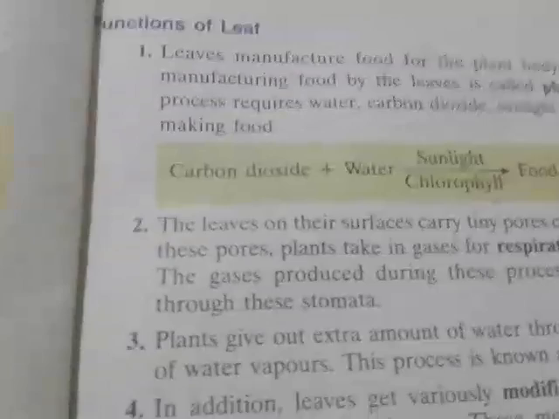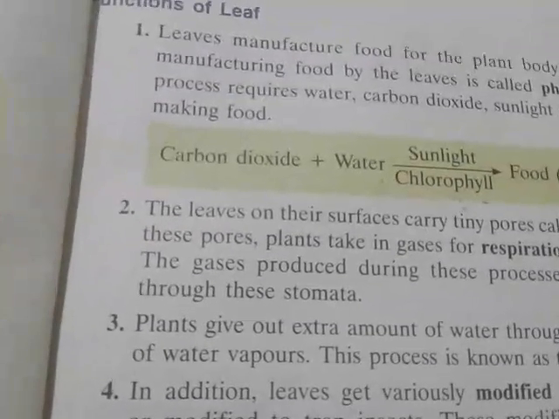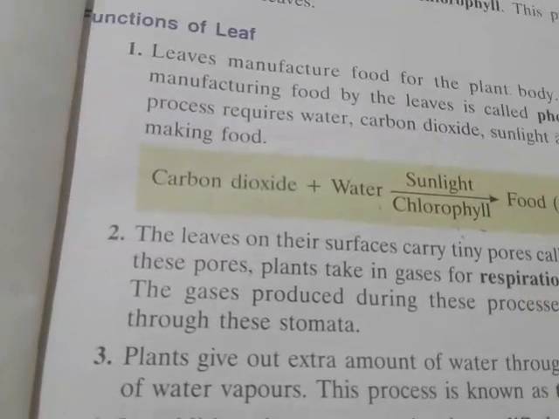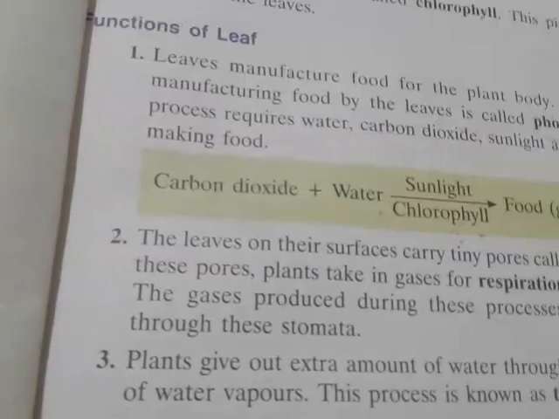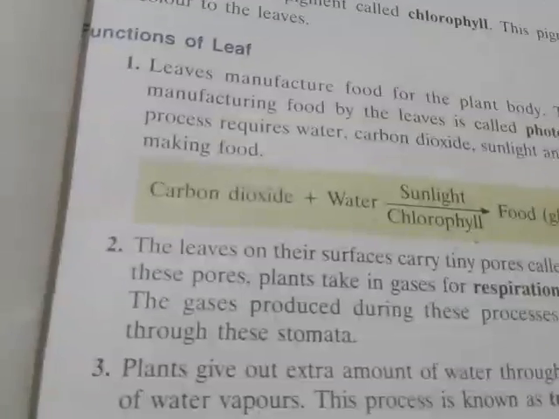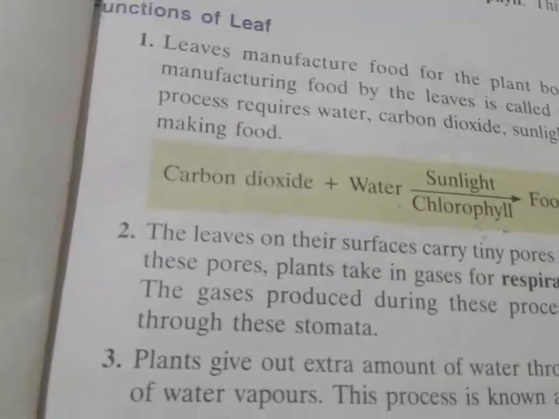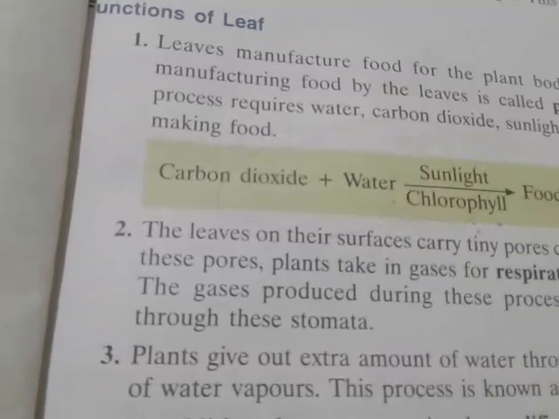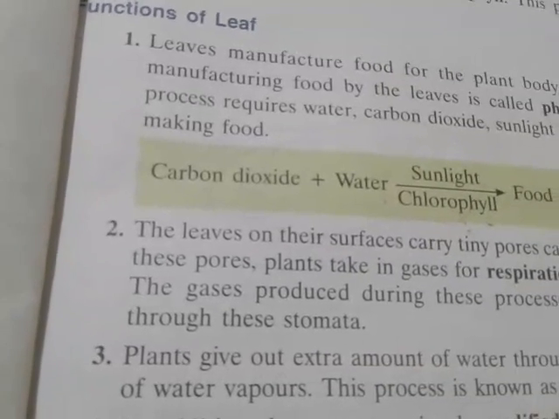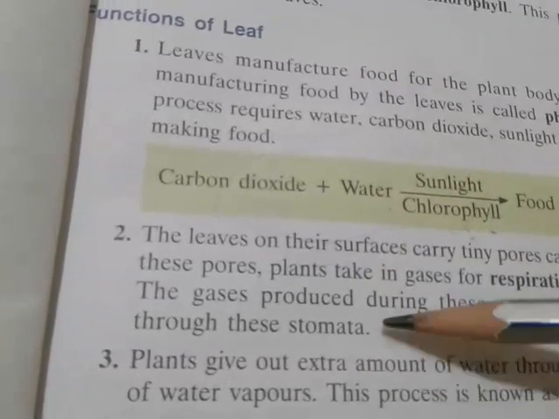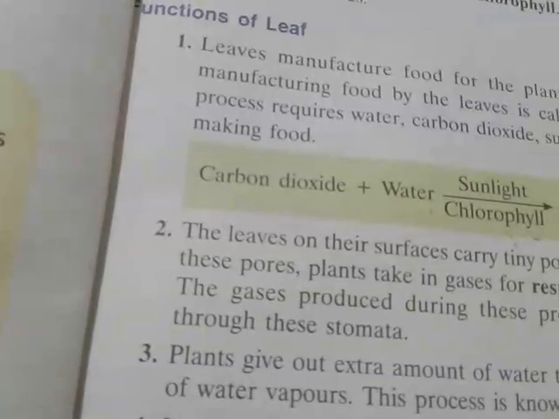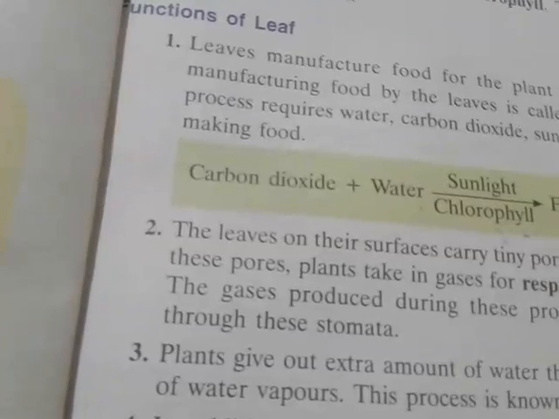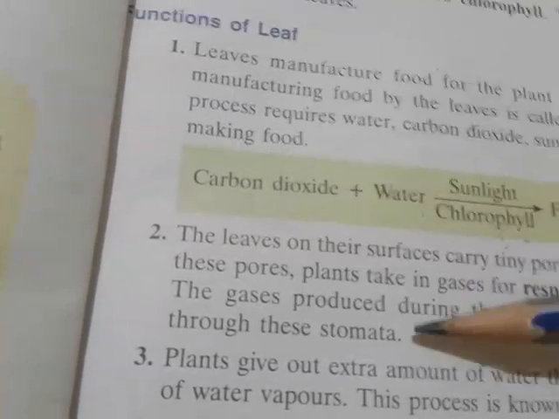Again, the leaves carry tiny pores on the surface, and these tiny pores are your stomata. So what is the reason for the stomata? Through these stomata, plants take in gases for respiration as well as photosynthesis. The gases produced during this process are also given out through the stomata. Whenever oxygen gas is produced, this oxygen gas is given out through the stomata.